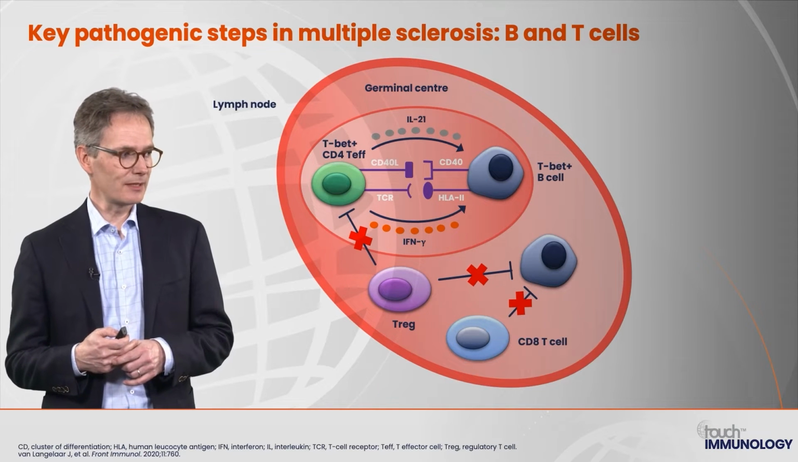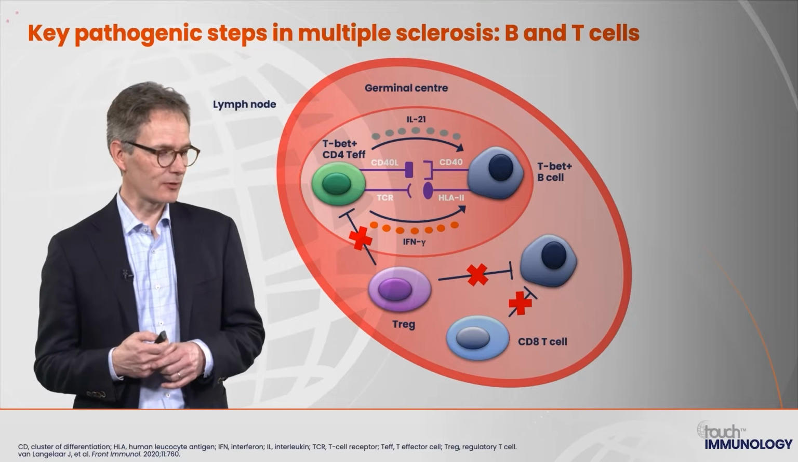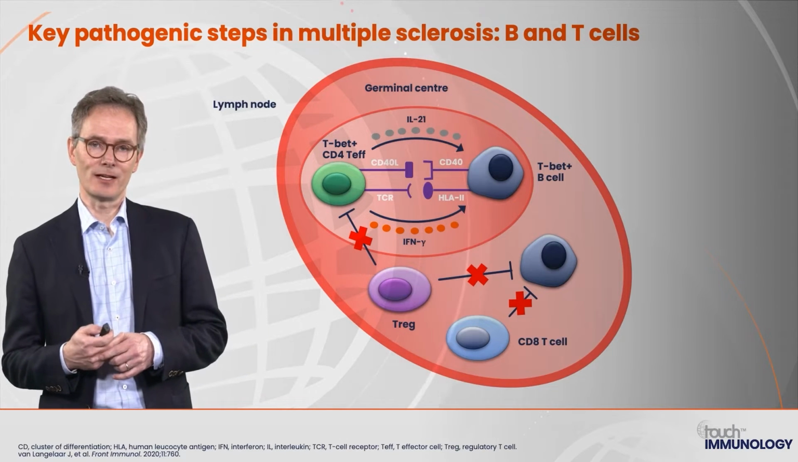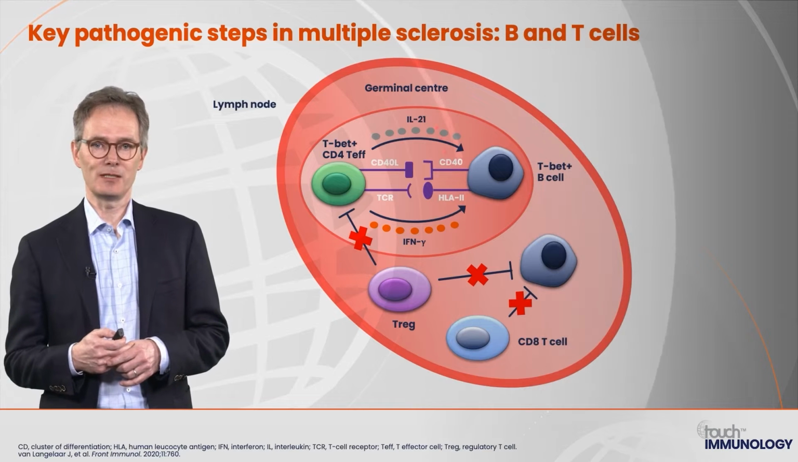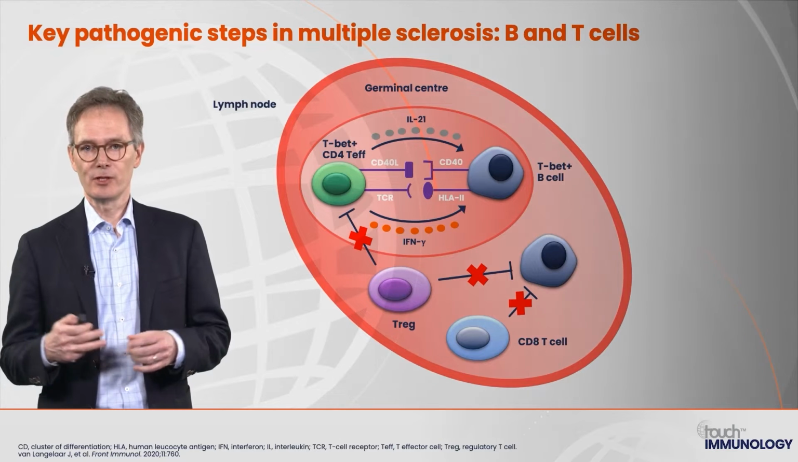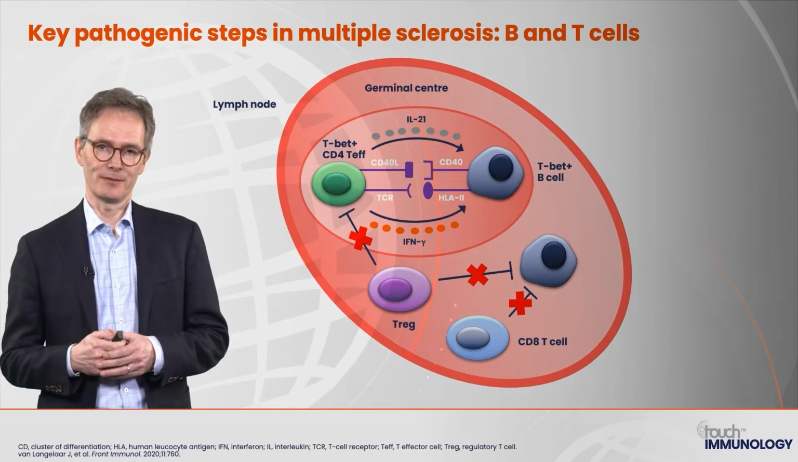Another important aspect is that the T regulatory cells, which are normally there to reduce the immune response, have reduced function in MS patients, and also the number of Tregs is reduced. And therefore, the autoimmune reaction can really take place.